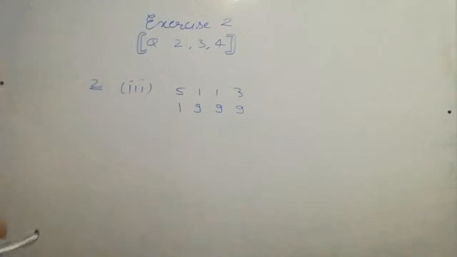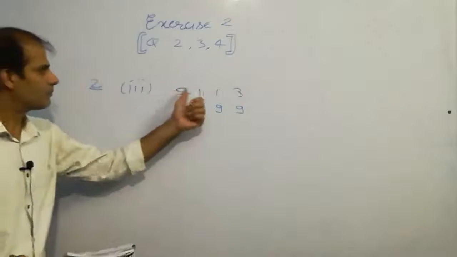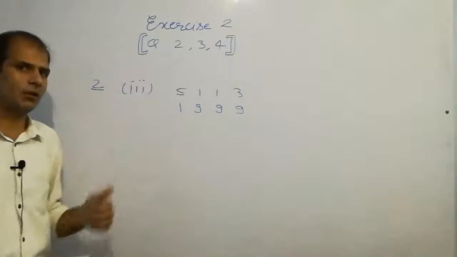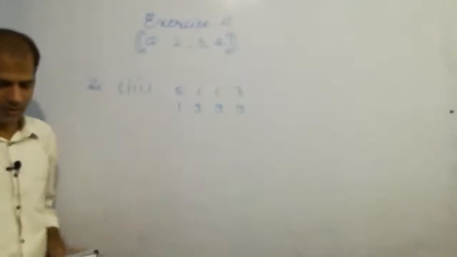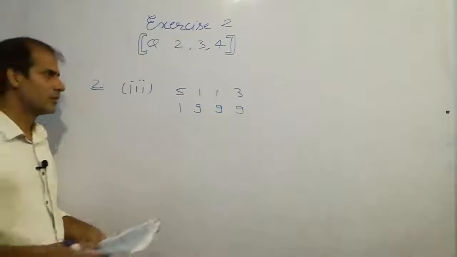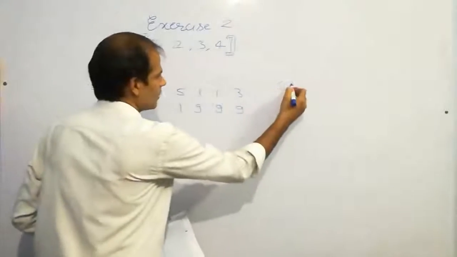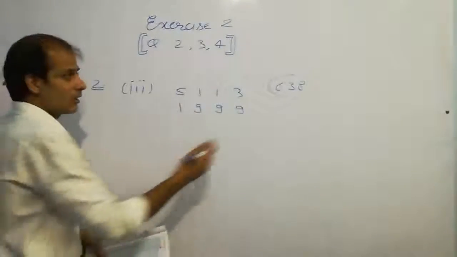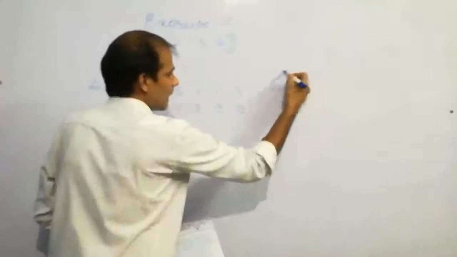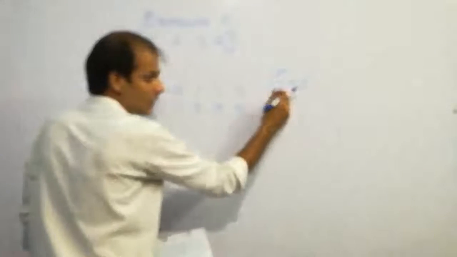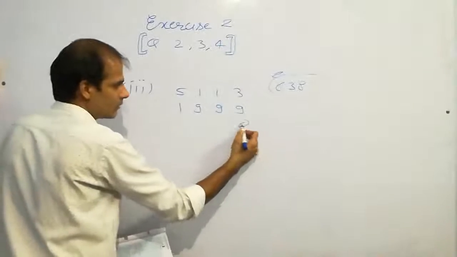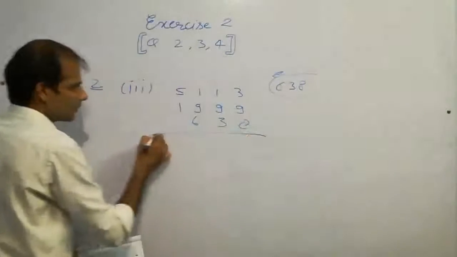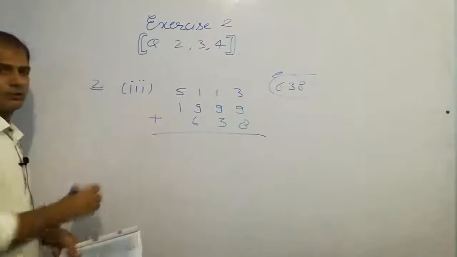As you can see, both these numbers have 4 digits, so not a problem. But the last number is 3 digits, 638. So this number should be written below these numbers. Now start writing from the right side, 836. Draw a line and put a plus sign.